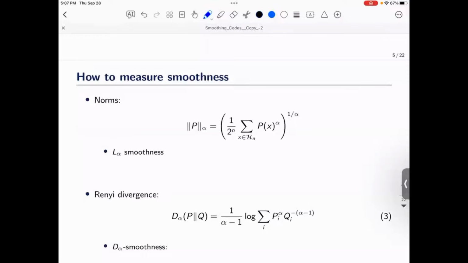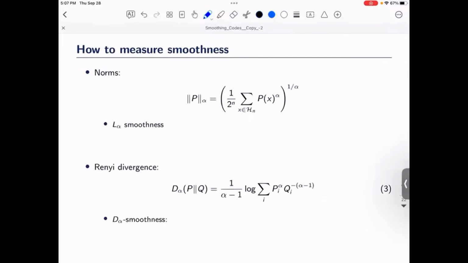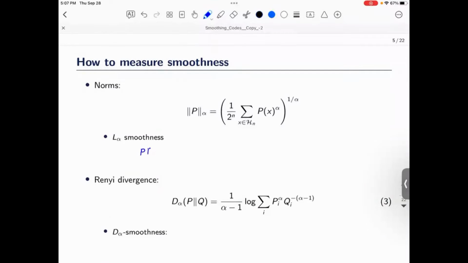Smoothness is how close a distribution is to uniformity. So we can have different heuristics to capture this idea. The first one is through norms. Let's say you have distribution P, and the L alpha smoothness is defined as the ratio of the norm of P alpha and the norm of P 1. The idea is that if the norm of P alpha is equal to the norm of P 1 for different alpha values, then P has to be uniform.